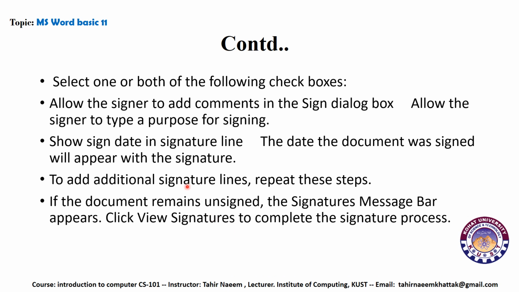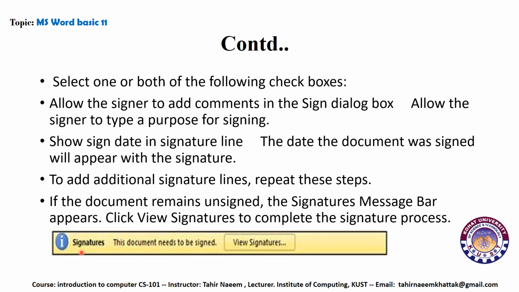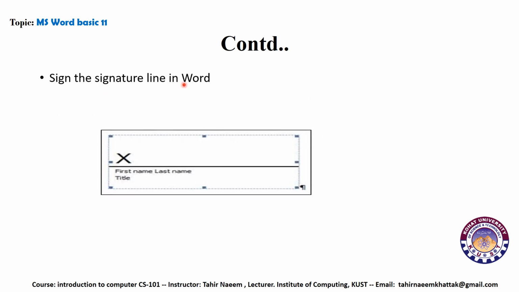Basically, if we don't complete these steps, then a message will appear for the completion of the process. As you can see here, if you didn't sign anything or you have left it blank, here you can see the document needs to be signed. So basically it will remind you that you need to sign it. Sign the signature line in the Word document.